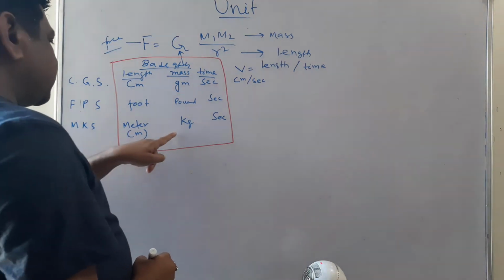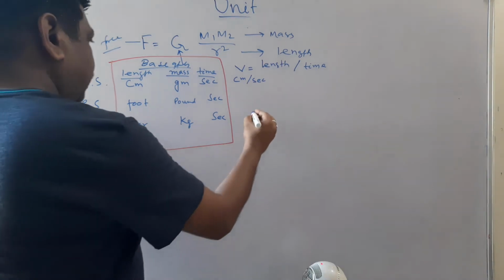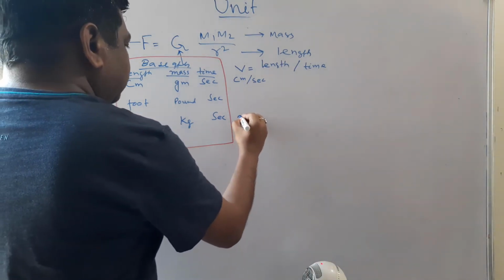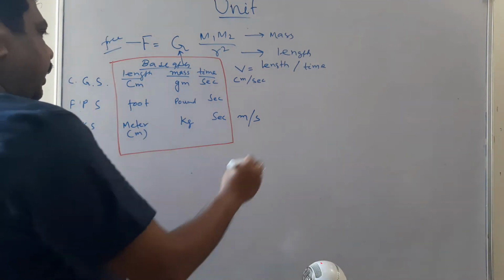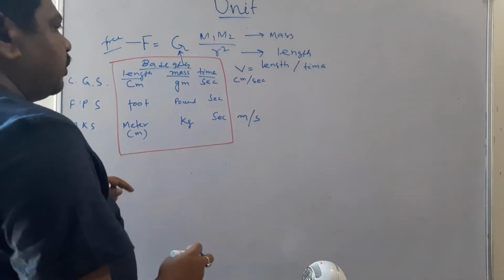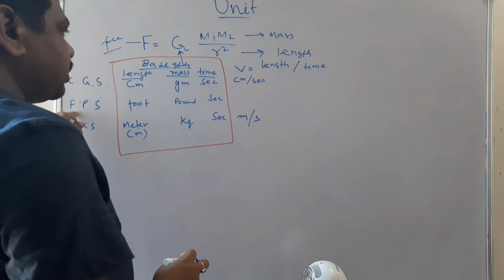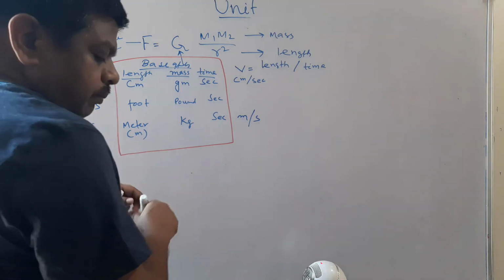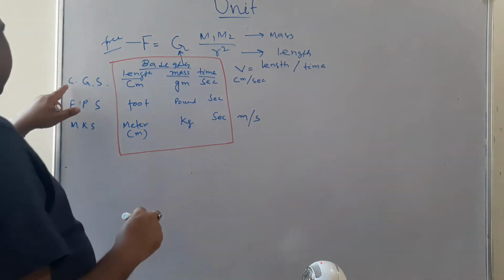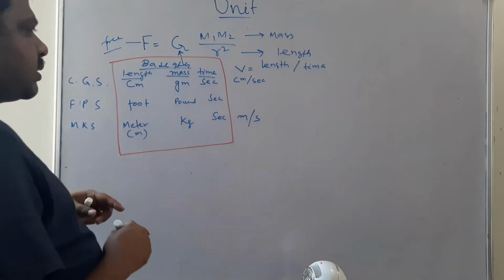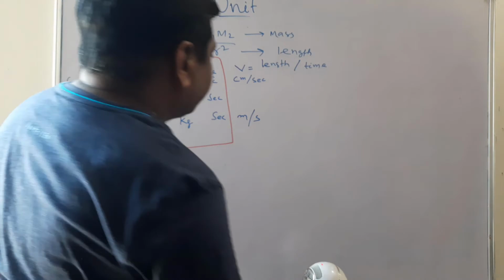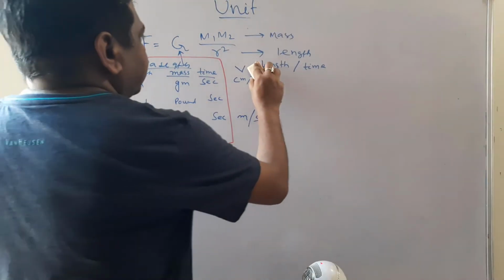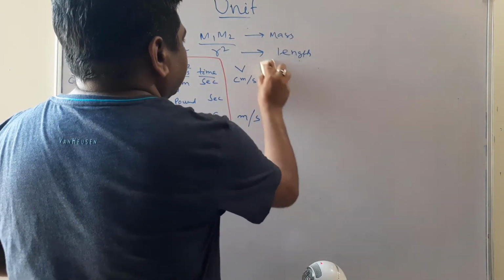And in MKS case this will be meter per second. I am not calculating in FPS because this is not being used in your curriculum. So I am only considering CGS and MKS. So this is the unit of velocity.